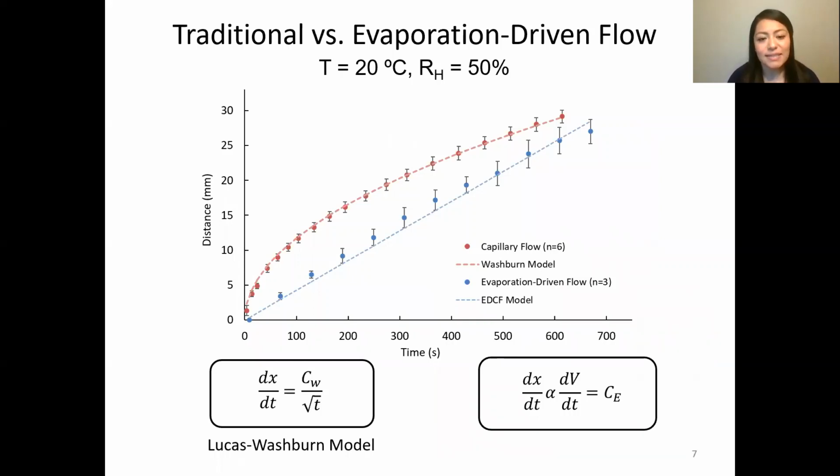You can see in this distance versus time plot that we have two sets of data. The red data represents the traditional capillary flow, and the blue data represents the evaporation-driven flow. As you can see, the traditional capillary flow is being compared to the Washburn model, and we can see that they match. We can also see that the evaporation-driven flow is being compared to the EDCF model that we had predicted, and we can also see that they match.